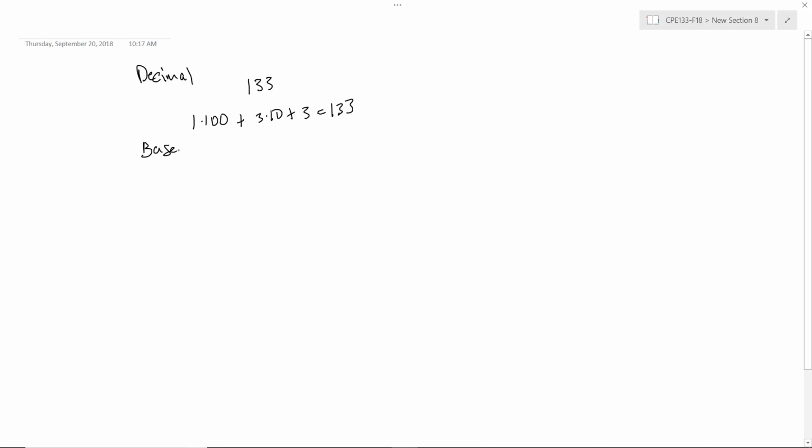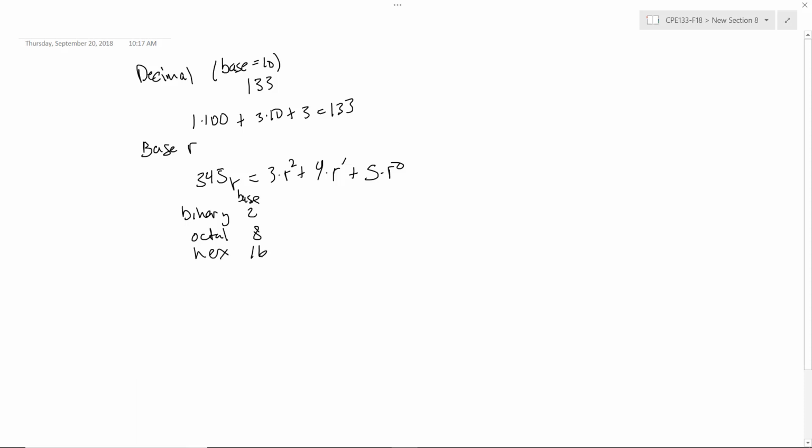I can generalize this concept and come up with any number system with an arbitrary base R. So if I had, say, the number 345 in base R, this is equivalent to 5 times R to the 0, plus 4, the next digit, times the base to the power of that position, so R to the 1, plus 3 times R squared. Okay. Decimal is a base 10 number system. Binary, you can probably guess then, is base 2. And other number systems that we use frequently in digital systems are octal, base 8, and hex, base 16.